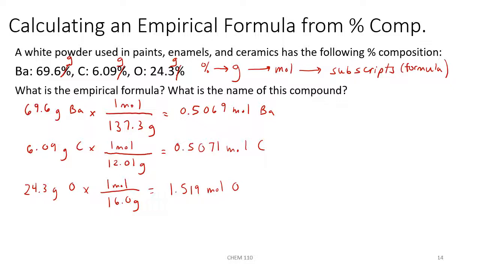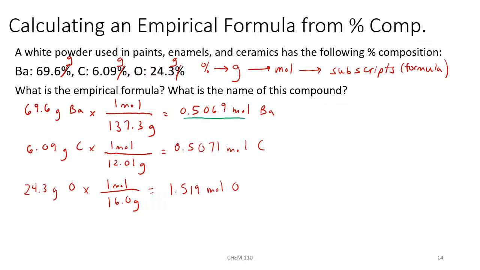Now, once we have all of our mole ratios between our subscripts, we have to figure out what is the smallest whole number ratio between them all. We can't write barium 0.569, carbon 0.5071, and oxygen 1.5. They always have to be small whole numbers. So the easiest way to do this is to take the smallest one, which in this case is barium, and divide all 3 moles by the smallest number.